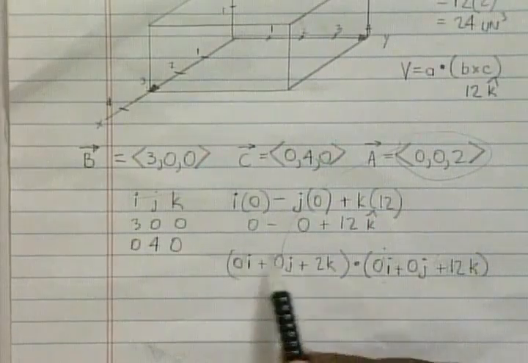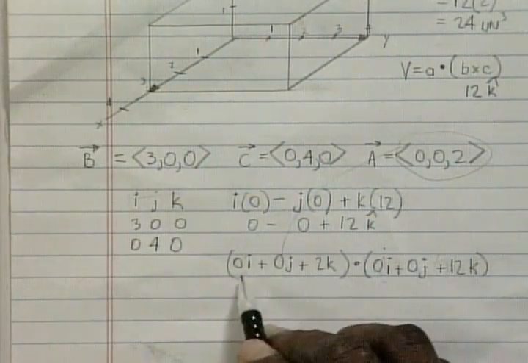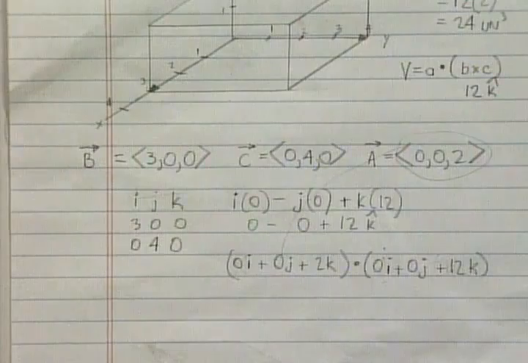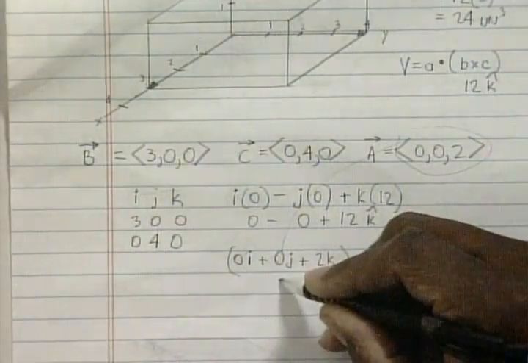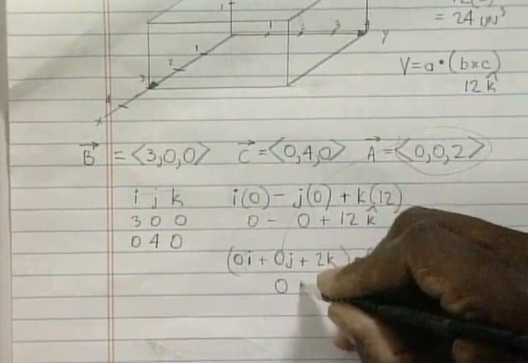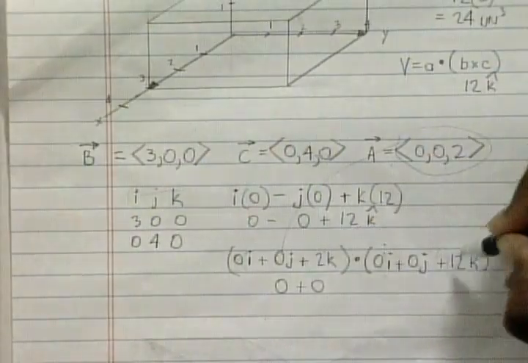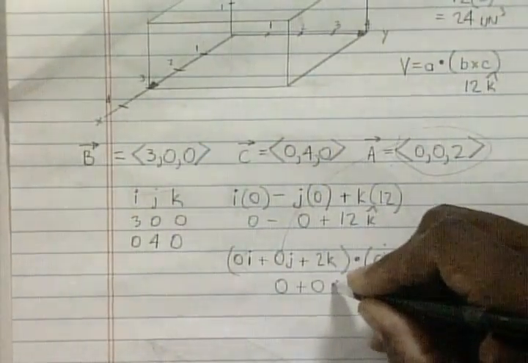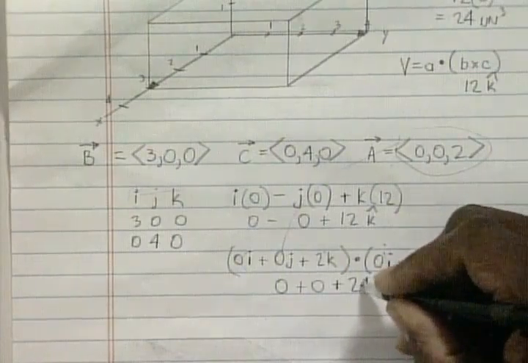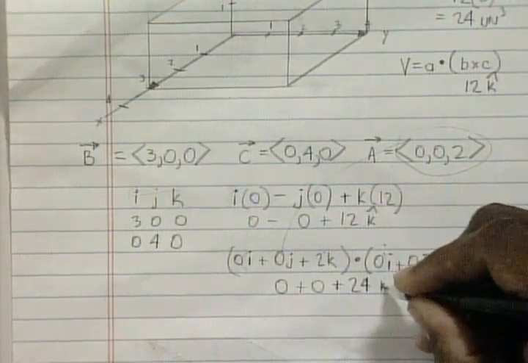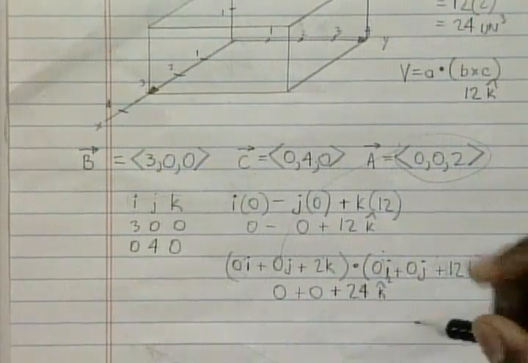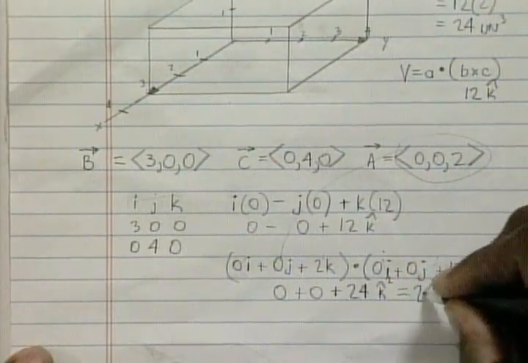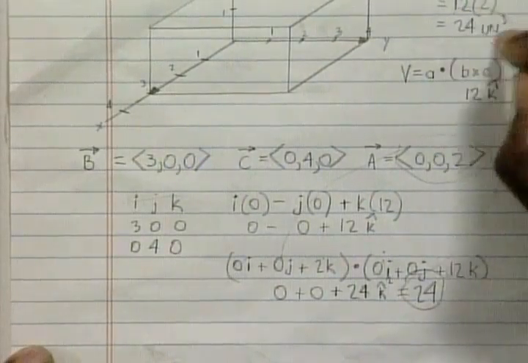You just multiply 0 times 0, which is 0. i times i would just be i squared, and that's 1. So you end up with 0 here, 0 times 0 is 0, and 2 times 12 would be 24, and this vector k squared, you'll learn later that that's just 1. So you end up with the same 24 that we got using geometry.